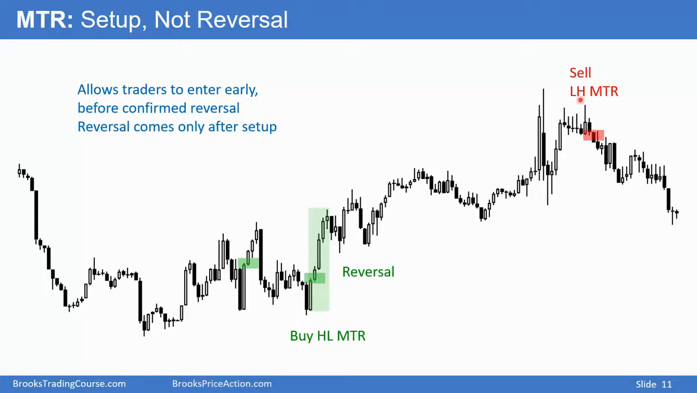Up here, we have a lower high major trend reversal, a small double top, a decent 2-bar reversal, a reasonable setup, but you're in a tight trading range. More likely, we're going to go mostly sideways. However, it's a reasonable setup. It is not yet a reversal. It's a reversal setup.